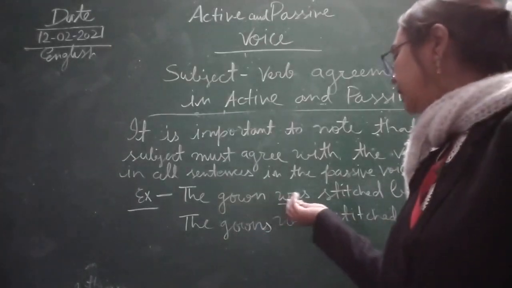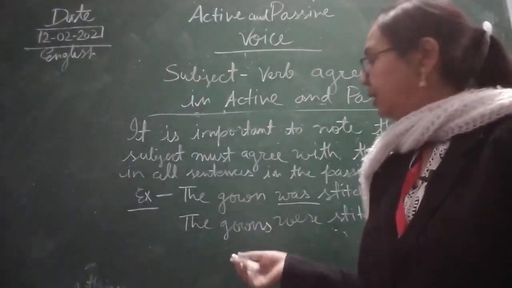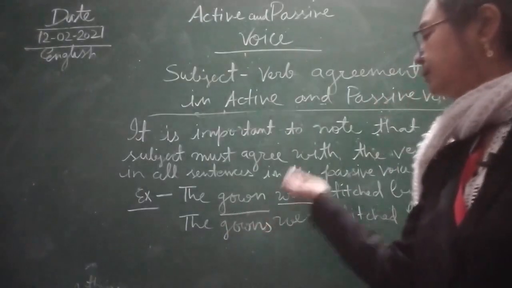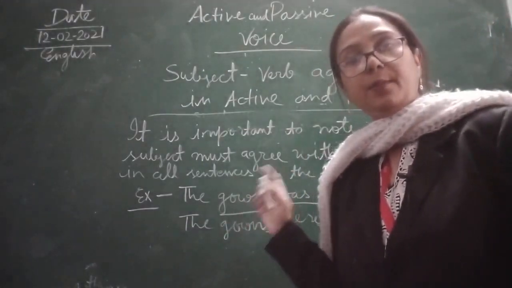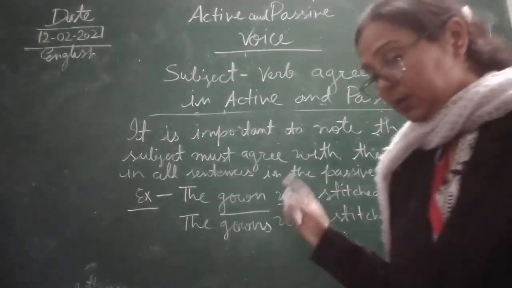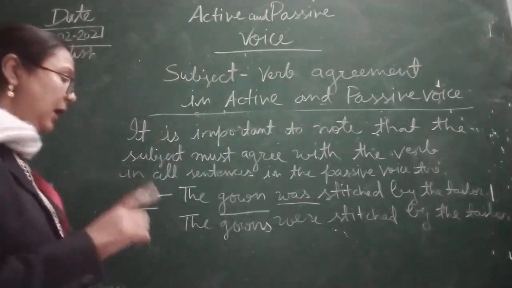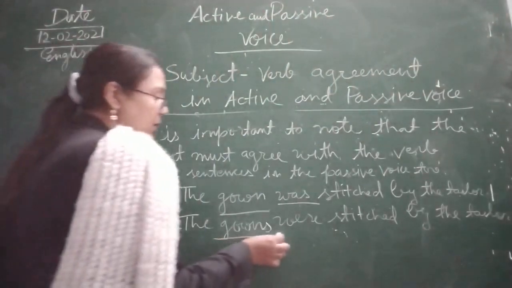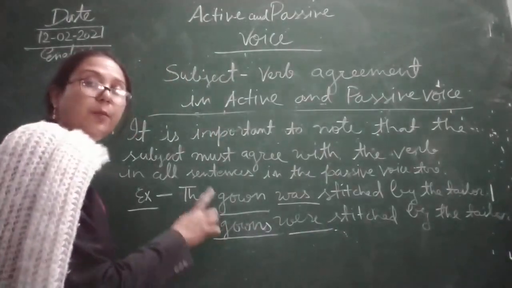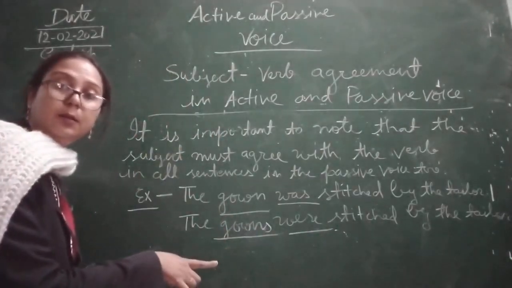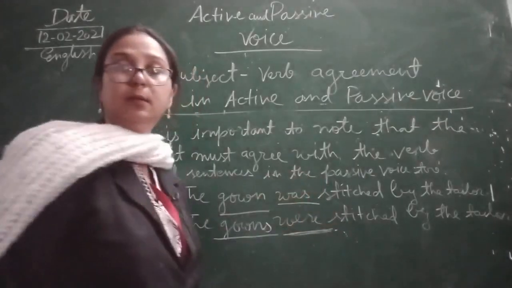Why have we used the auxiliary verb "was" over here? Because gown is a singular subject. That is why we have used "was". And why are we using "were" over here? Because gowns is a plural subject. That is why we have used "were".